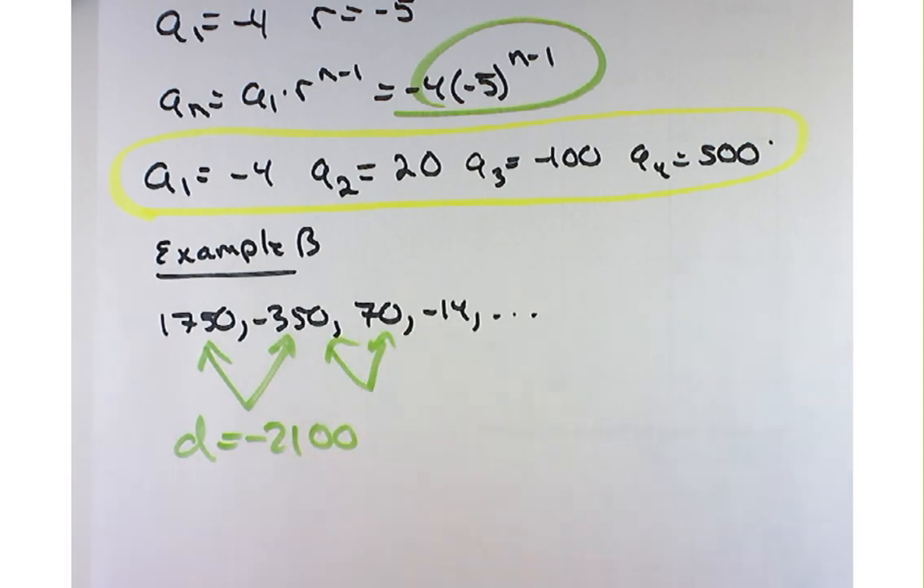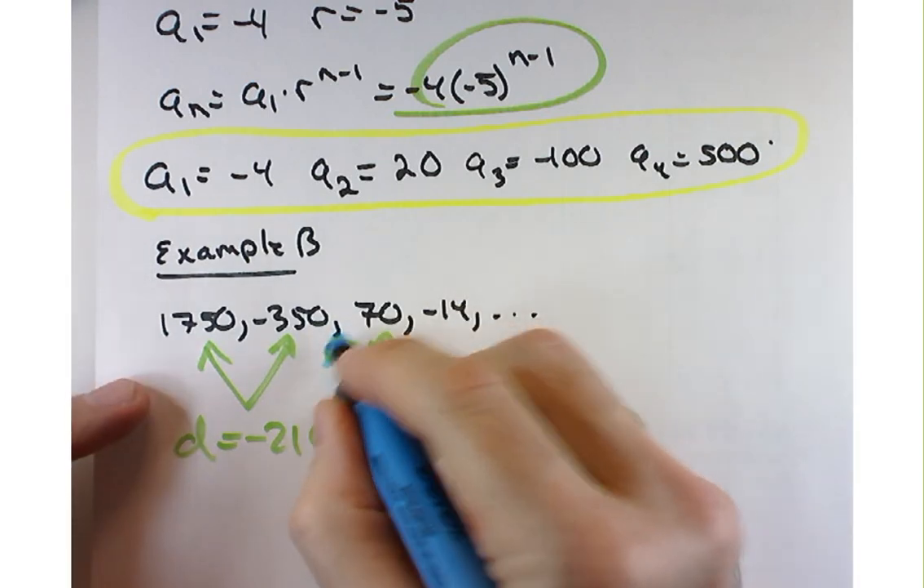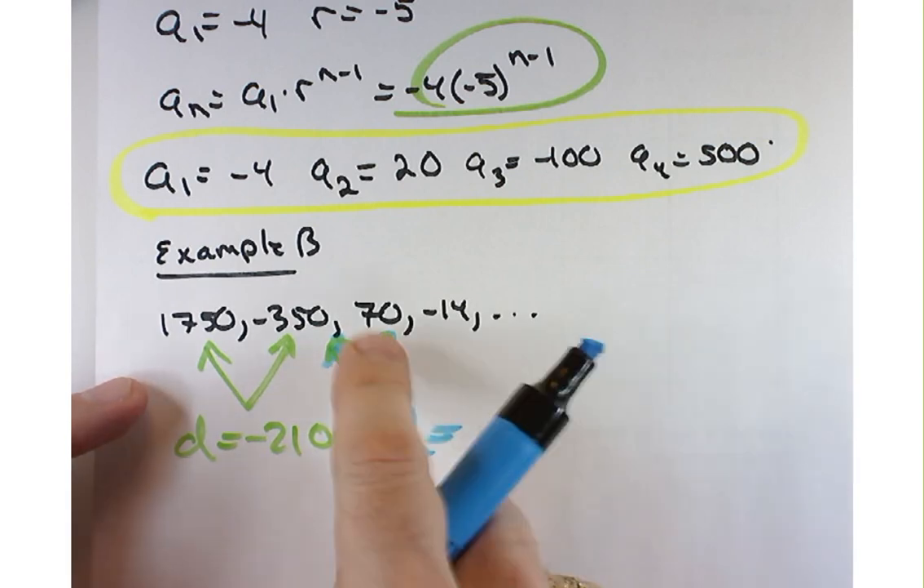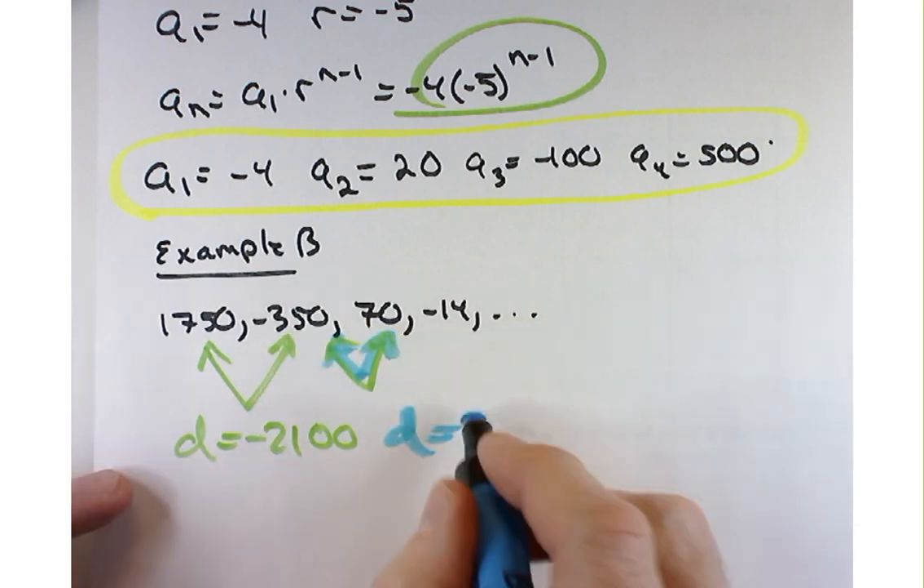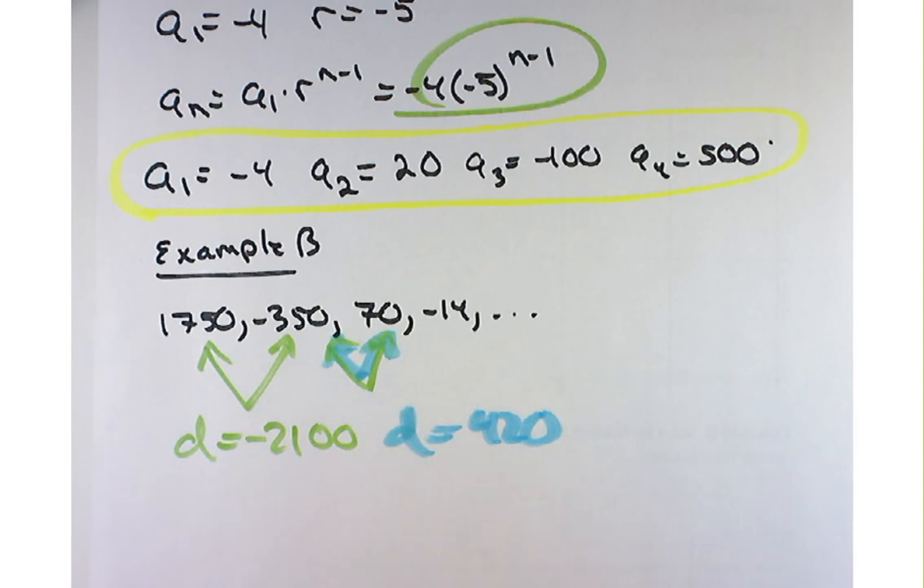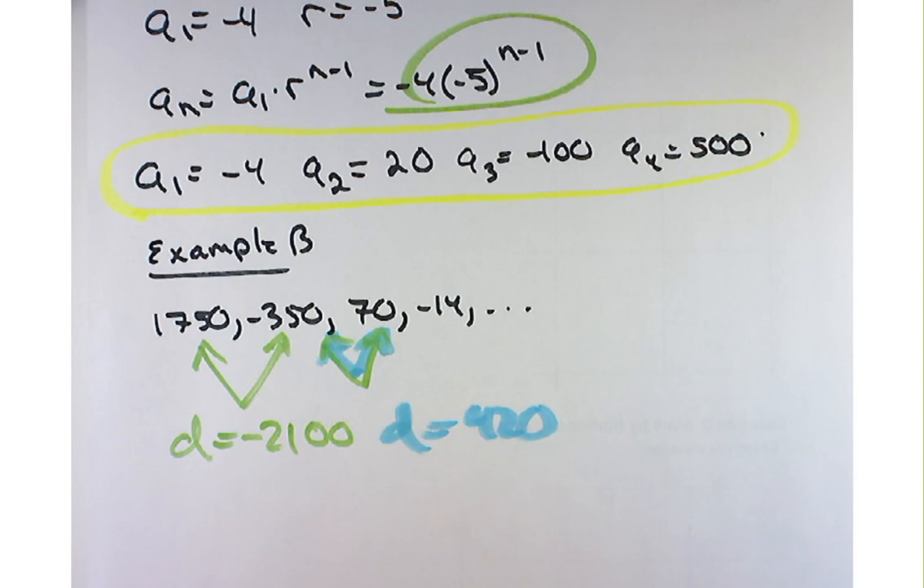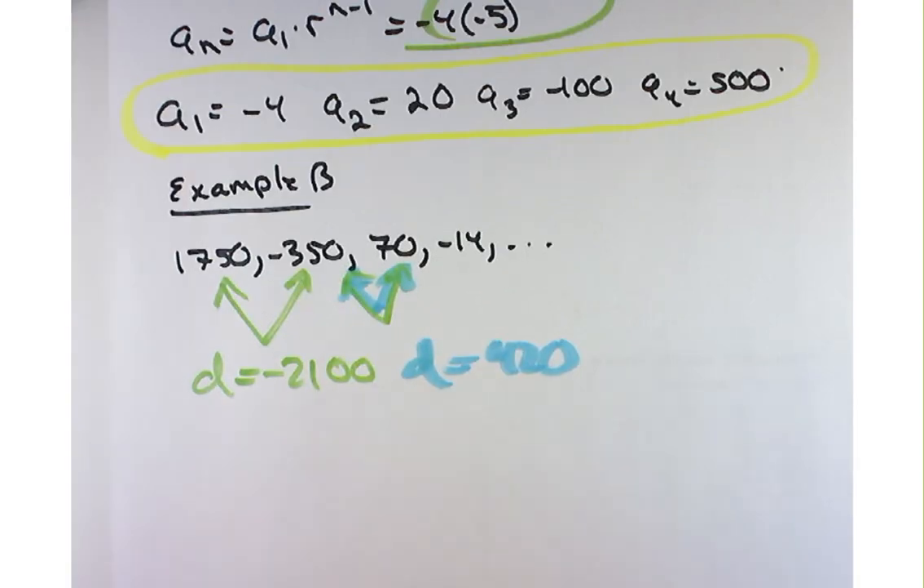The common difference here, let me do it this way. The common difference here, 70 minus 350 is 420. These aren't the same. They have to be the same if it's an arithmetic sequence, and they're not. So it's not an arithmetic sequence. Next thing to look at is, is it a geometric sequence? This time I want to look at r.